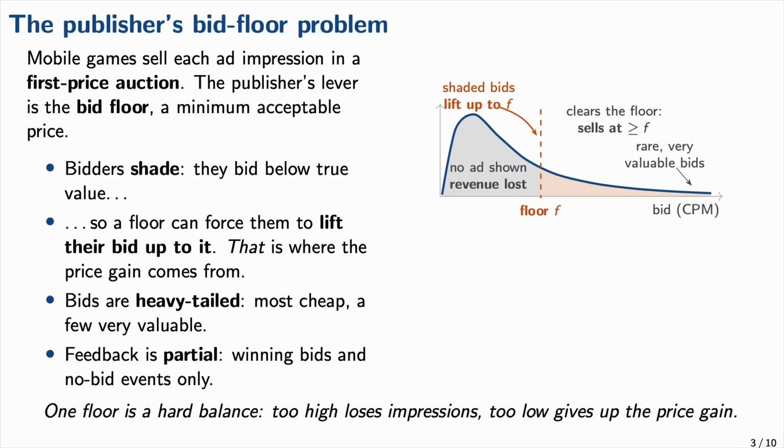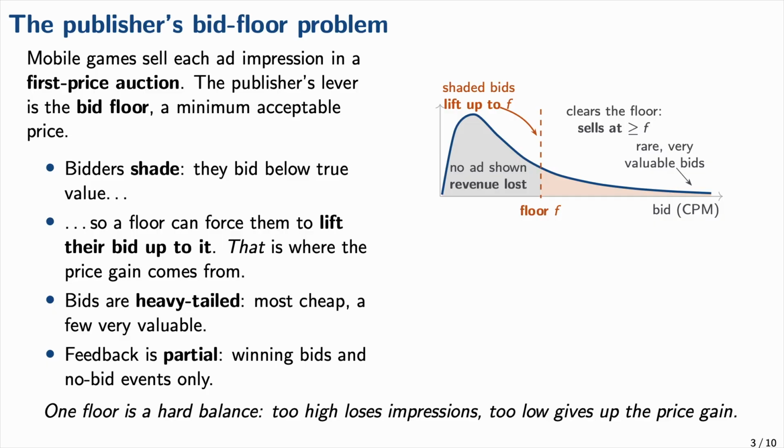Those auctions are first price. The highest bidder wins and pays their own bid. The main lever a publisher controls is the bid floor, the minimum price they'll accept for an impression. The sketch on the right shows why setting the right floor is challenging. That curve is the distribution of incoming bids, and it's heavy-tailed. Most bids sit on the left, but significant money is out in the thin tail of rare, valuable bids. When you set a floor, bids below that dashed line don't fill.